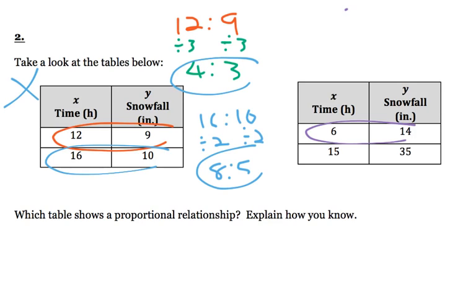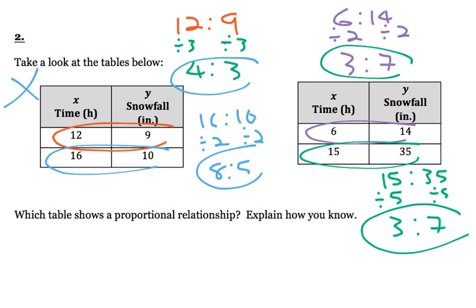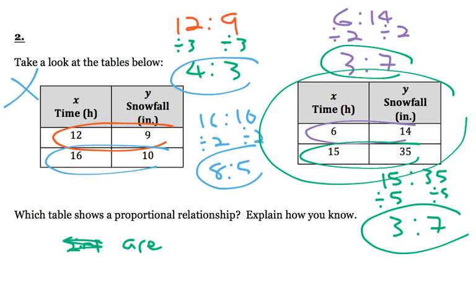Let's check out this one. So 6 to 14. Well, they're both even numbers, so I can divide them both by 2. That would give us 3 to 7. And then 15 to 35. Those both end in 5, so I know they're divisible by 5, which gives me 3 to 7. So it looks like this table shows a proportional relationship because both ratios simplify. Actually, both ratios are equivalent.